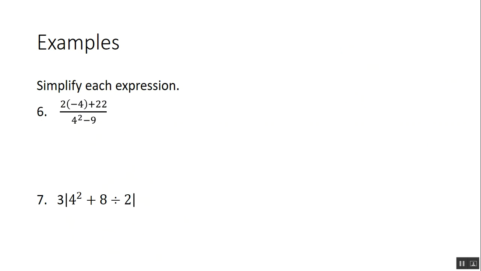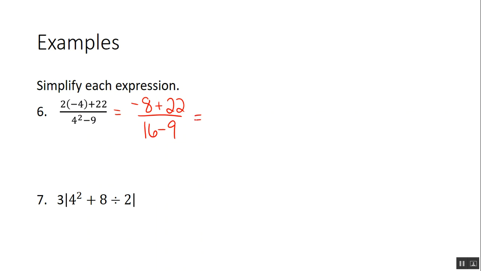Six and 7 are a little different. 6 has a fraction. Remember, fractions are division, and it is one of the last steps. But before we actually can divide, we do need to take care of the numerator and the denominator separately. So I'm going to look at the numerator. We have multiplication and addition. We want to multiply first, negative 8 plus 22. And on the bottom, we want to do the exponent, 16 minus 9.